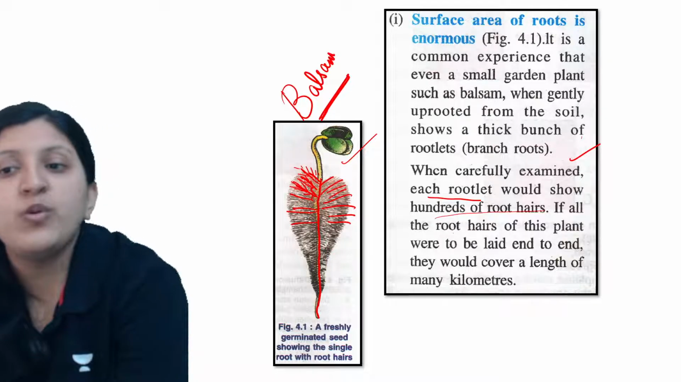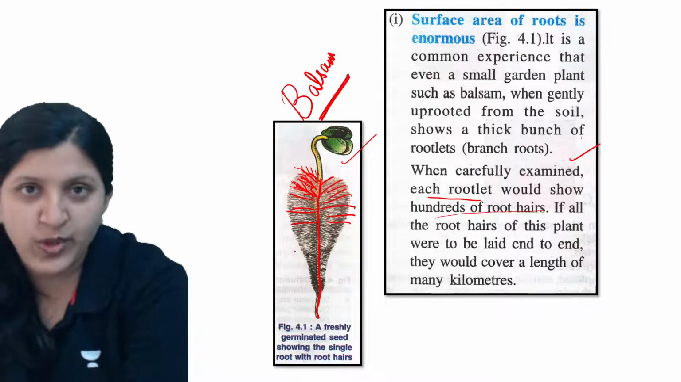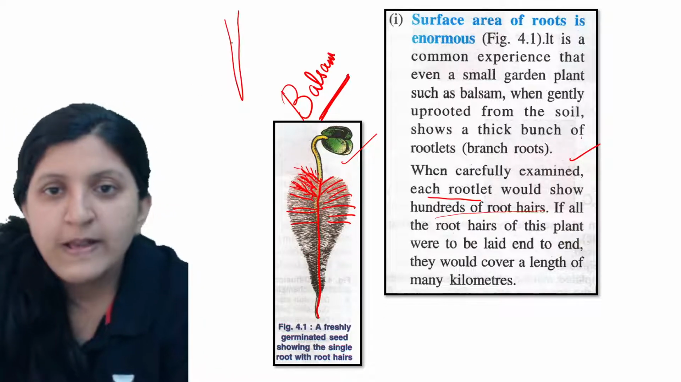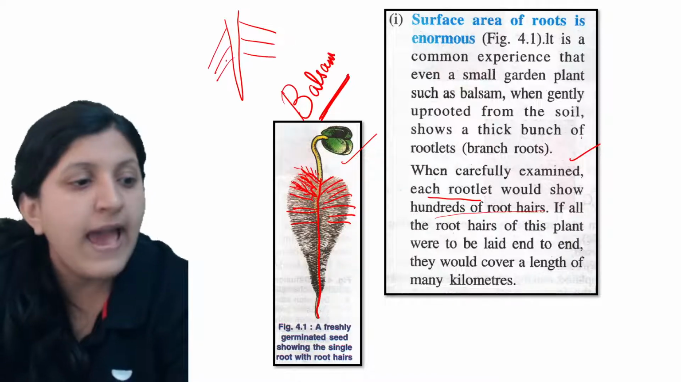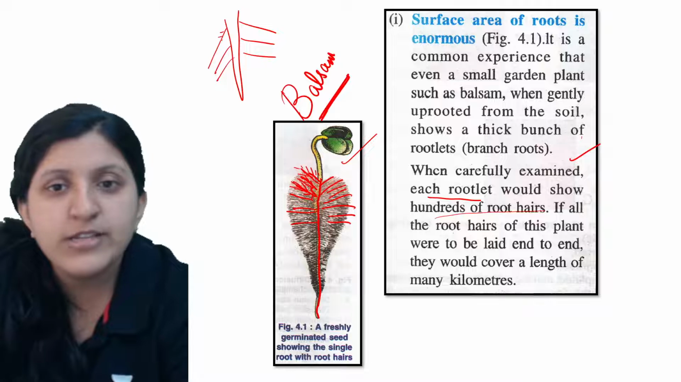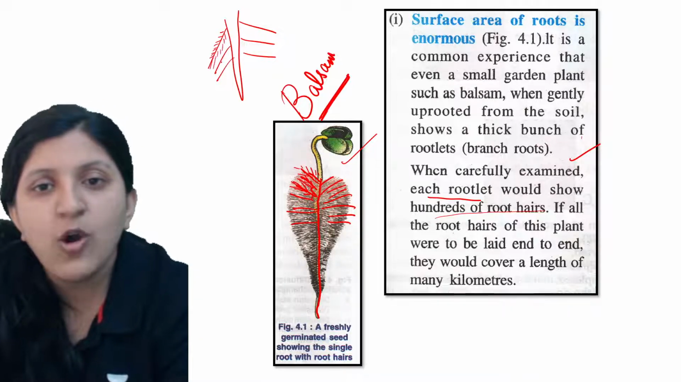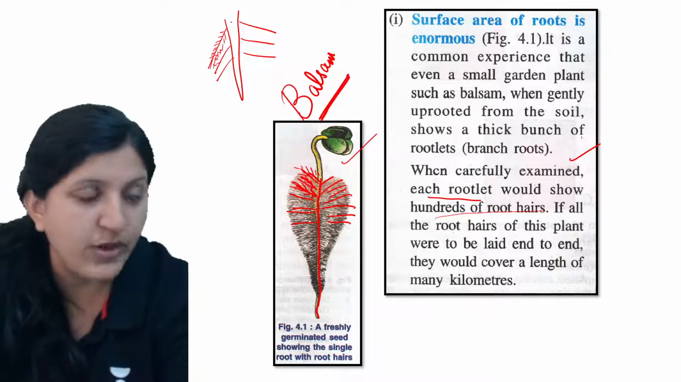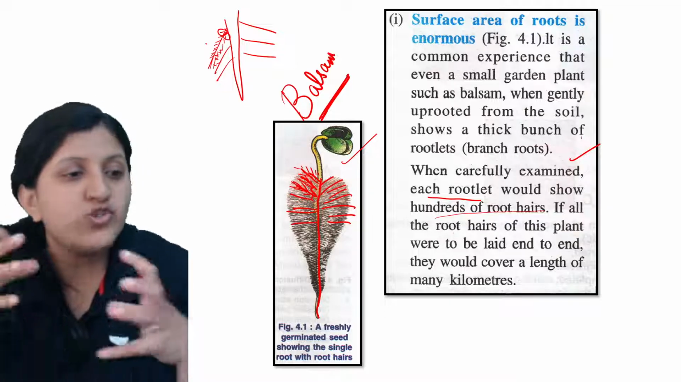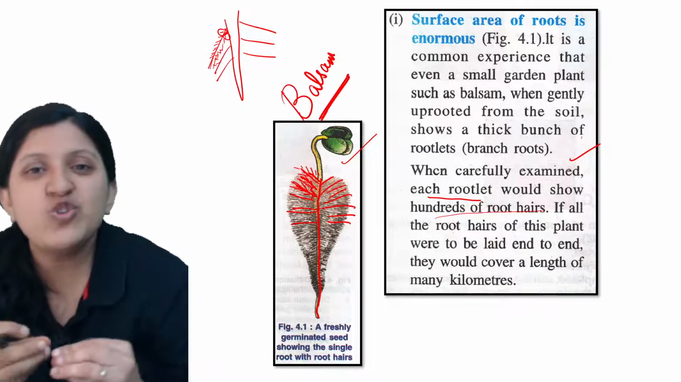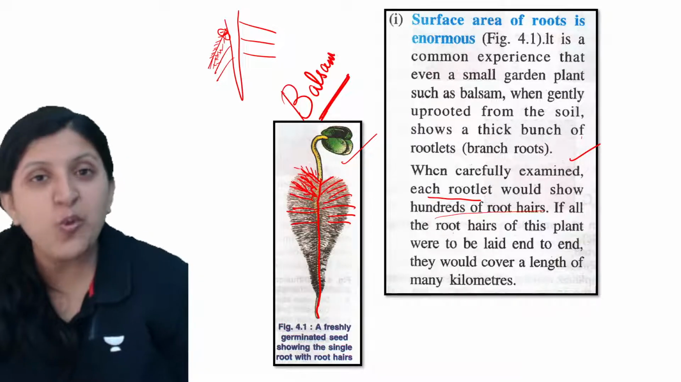So if all the root hair of this particular plant were to be laid end to end, so this is a root, this is a rootlet that you can see. This one is a rootlet, and the rootlet has many hundreds of tiny root hair structures that you can see when you observe it carefully. So we are trying to join these end to end. So this would cover up to kilometers of area.